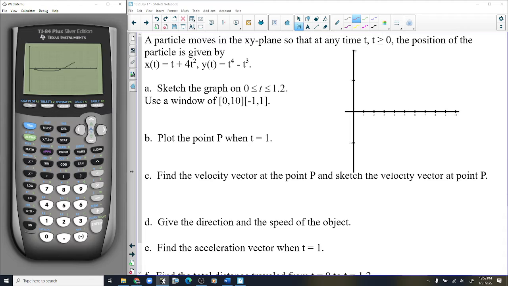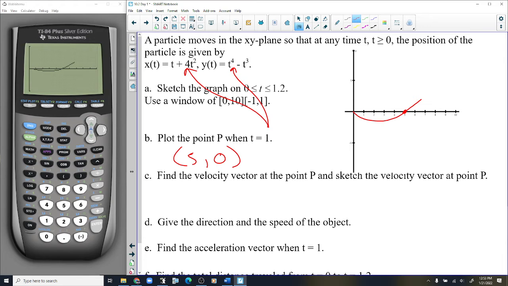And it looks something like this. Oh, that's probably a little too far. It doesn't quite get to 7 if I look real close. Plot the point P when t equals 1. So let's plug 1 in for these, and we get 1 plus 4 is 5, and 1 minus 1 is 0. So when t is 1, we're at the point 5, 0, right there.